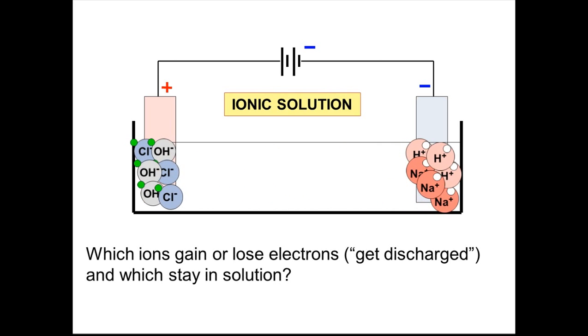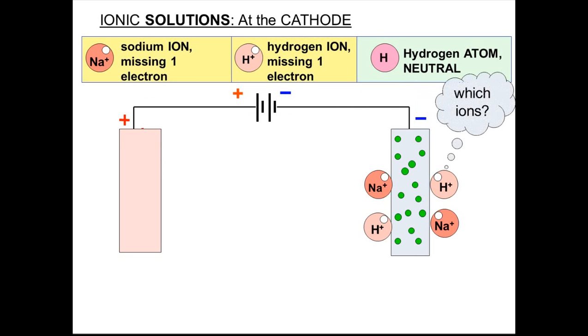So you've got the Cl minus going there and the OH minus to the left, and we've got sodium and hydrogen ions going to the right. But which ions are going to gain those electrons and which are going to get discharged? Okay, so that's what we're going to look at: which ones will be produced and which ones won't.